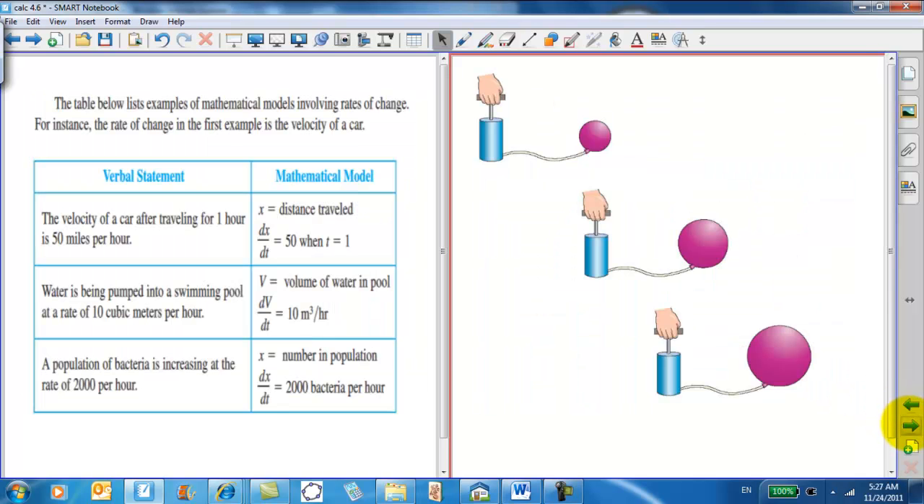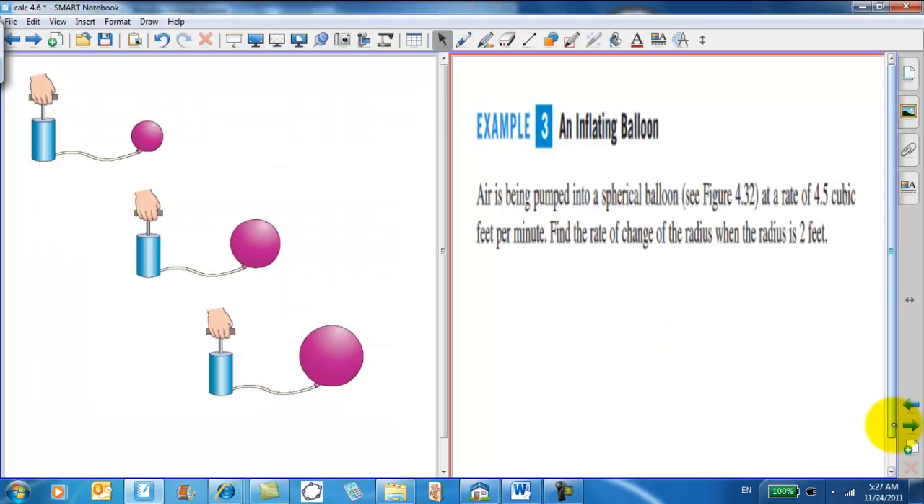So here's an example of blowing up a balloon. If you put in air at a constant rate, will the balloon's volume increase at a constant rate? Yes, but the radius won't. Air is being pumped into a spherical balloon at a rate of 4.5 cubic feet per minute. Find the rate of change of the radius when the radius is 2 feet.